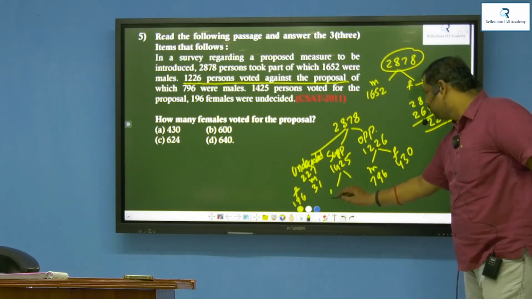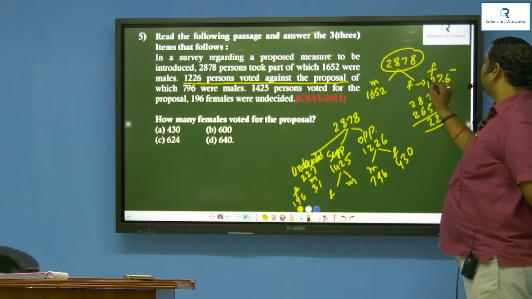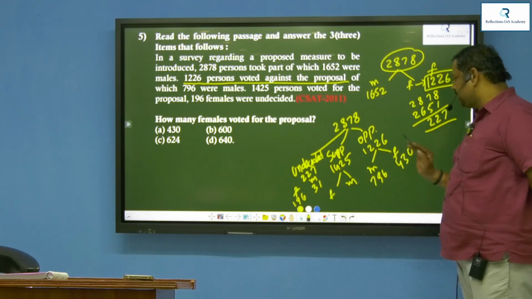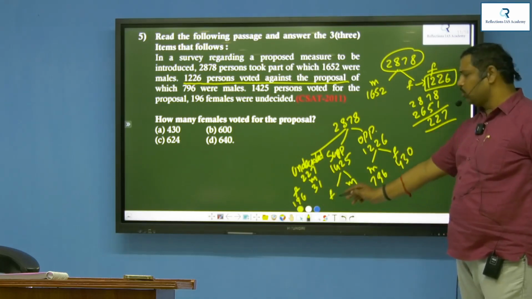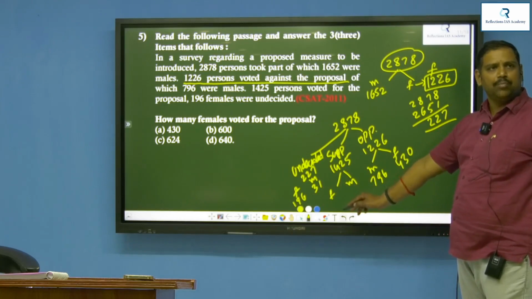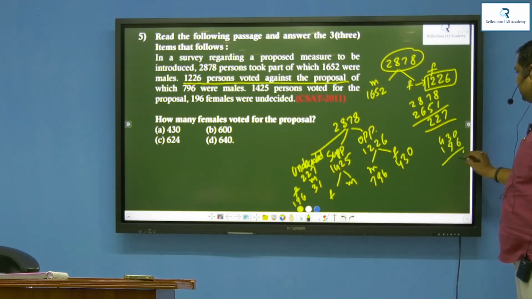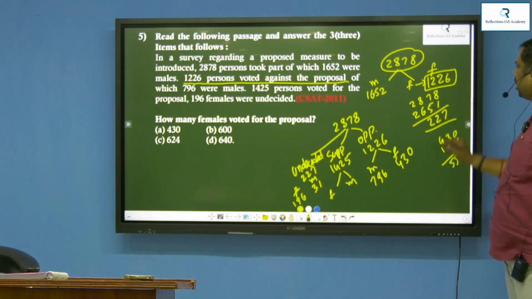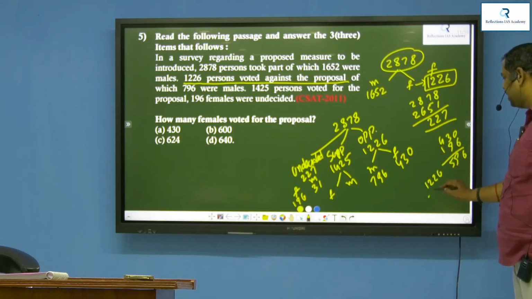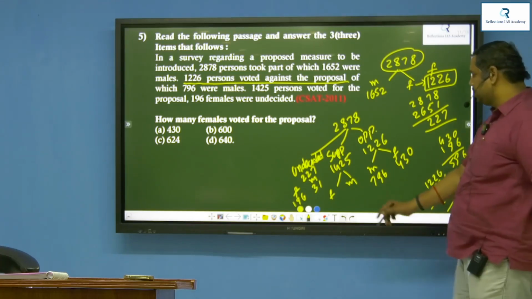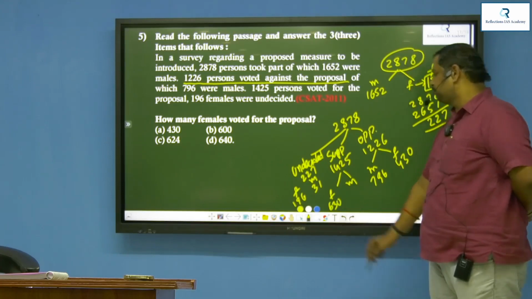Because suppose observe female and male. How many total females are there? 1226. In this 1226, 196 are here, 430 are here. The remaining are here only, right or wrong? Yes or no? Okay. So 430 plus 196. How much is it here? 596. Okay, total is 1226. If I subtract 596, how much I'll get? 600, 626 and 630. Yes or no? 0, 3 and 6. 630 members. Okay, 630 females supported it.